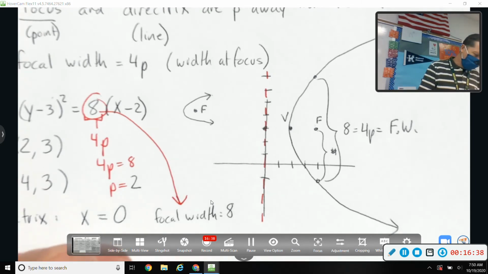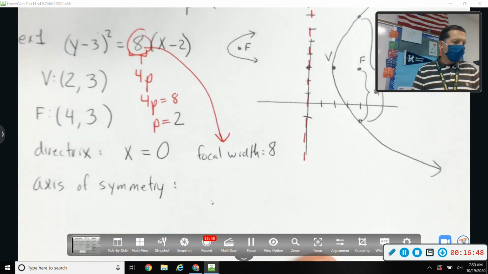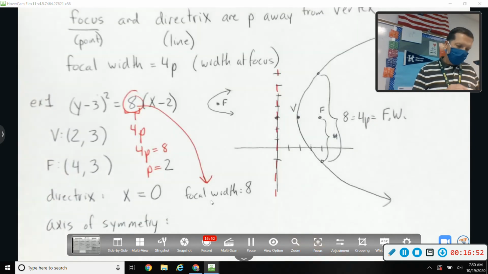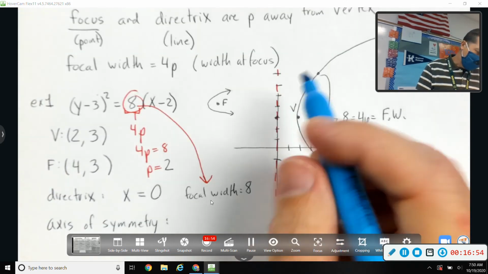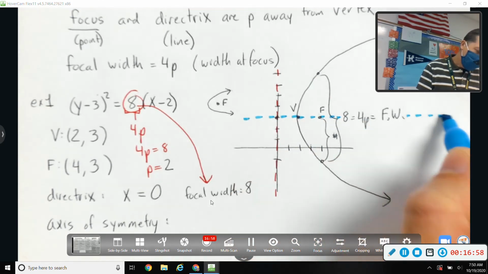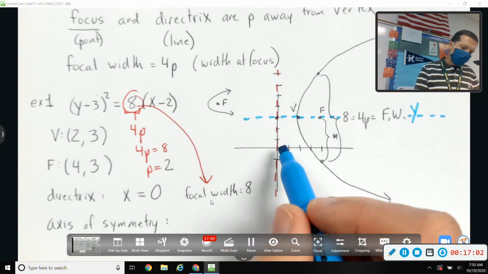And the only other thing that we sometimes ask is the axis of symmetry. But that's pretty easy, because once you've got a graph, it's pretty easy to see where the axis of symmetry is. Right there, that's a y equals line at 1, 2, 3.